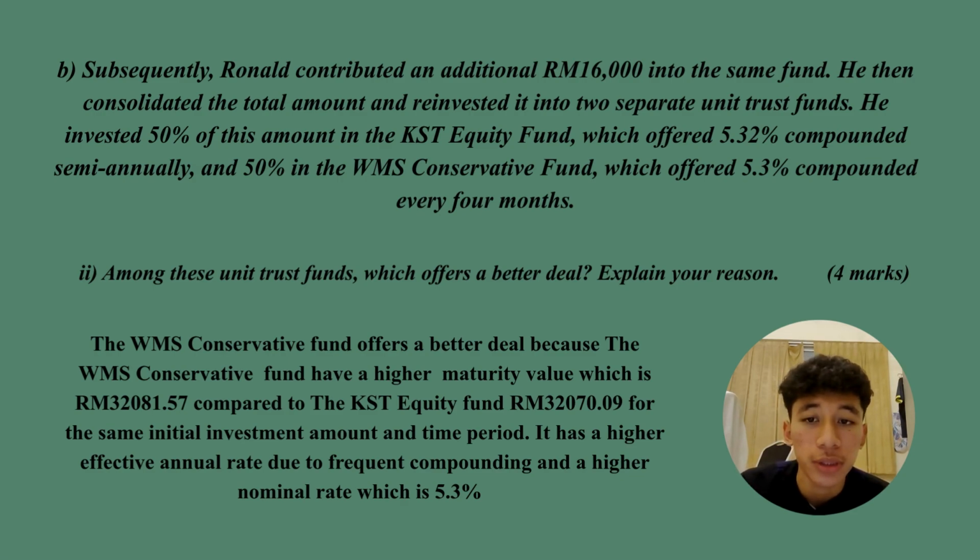Moving on to the next question. Among these unit funds, which offers a better deal? Explain your reason. My answer is the WMS Conservative Fund offers a better deal because it has a higher maturity value, which is RM 32,081.57, compared to the KST Equity Fund RM 32,070.09, for the same initial investment amount and time period. It has a higher effective annual rate due to frequent compounding and a higher nominal rate, which is 5.3.